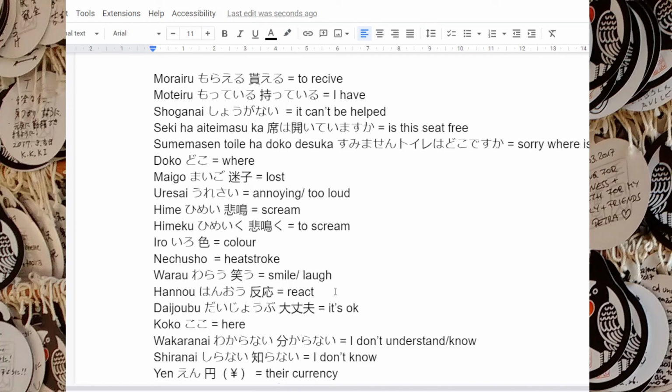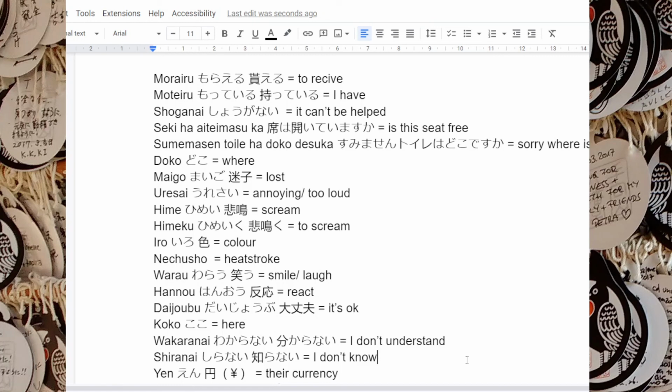Hanno is to react. Daijoubu is it's okay or okay. Or are you okay? Daijoubu desu ka? Koko being here. Wakaranai is to not understand. Shiranai is not to know. So Nihongo wakaranai is I don't understand Japanese.